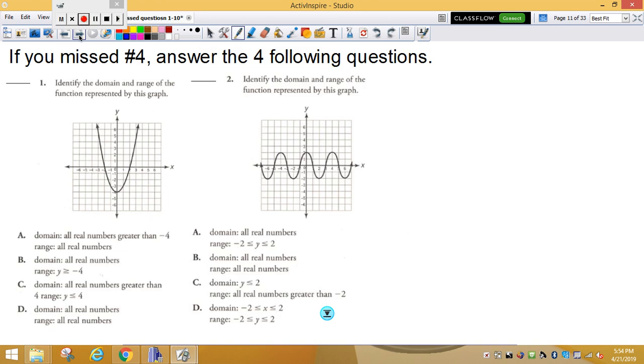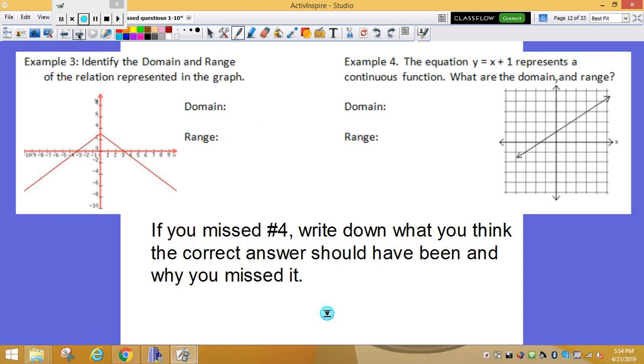So if you missed number 4, I want you to answer the following 4 questions. You don't have to write the question and draw the graphs. You just tell me number 1 and if it's A, B, C, or D. 2 if it's A, B, C, or D. So pause it, do 1 and 2. Here's 3 and 4. 3 and 4, I need you to actually tell me what the domain and range are. So you're going to need to write it out. If you're not sure, it should have arrows, it's going to keep going. And then number 4 is right there. Also, if you missed number 4, I want you to write down what you think the correct answer should have been and why you missed it.